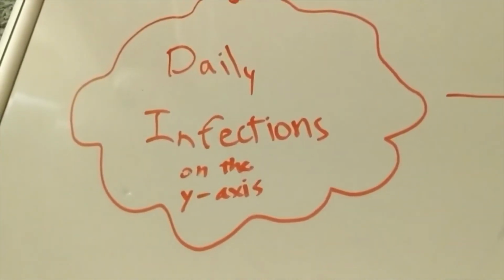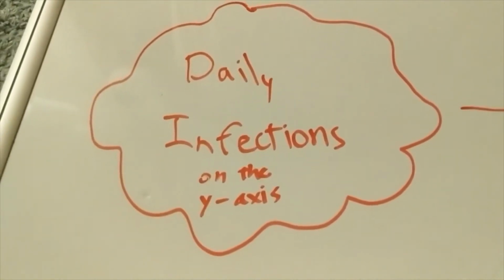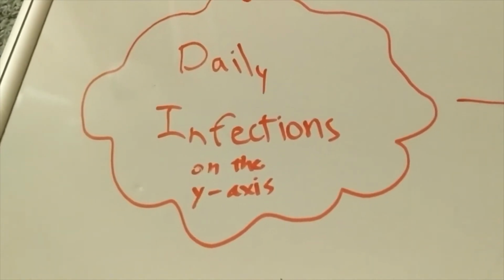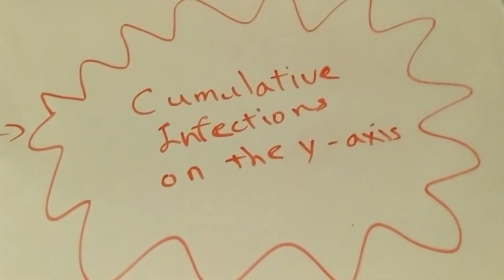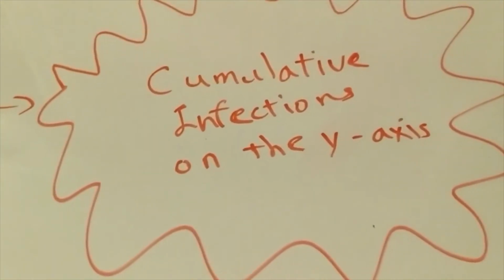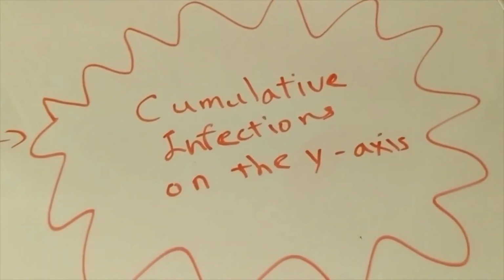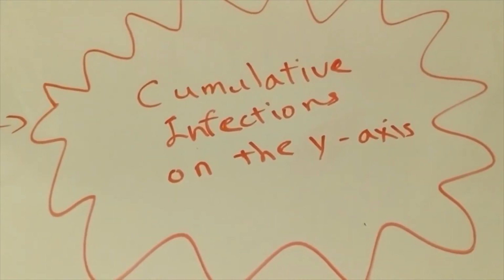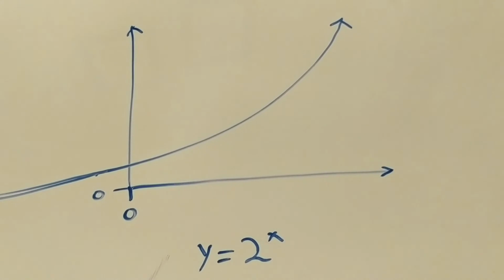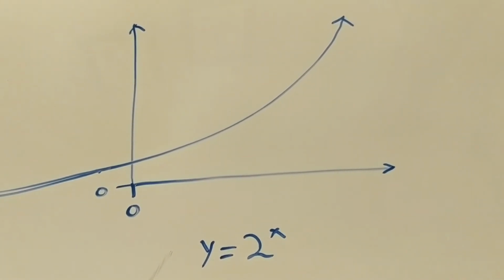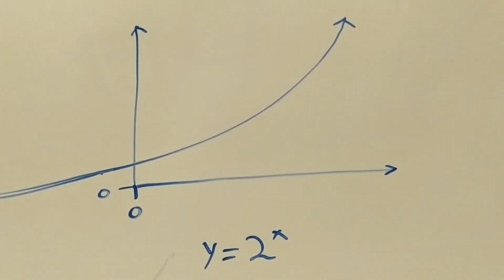So far, we've seen graphs which have the daily infections on the y-axis. But what if we were to change this and still make it look the same? What if we were to bring in cumulative infections and put that on the y-axis instead? Would we still see the concept of flattening the curve there? To understand how a cumulative graph would look, we first need to understand the concept of an exponential curve.